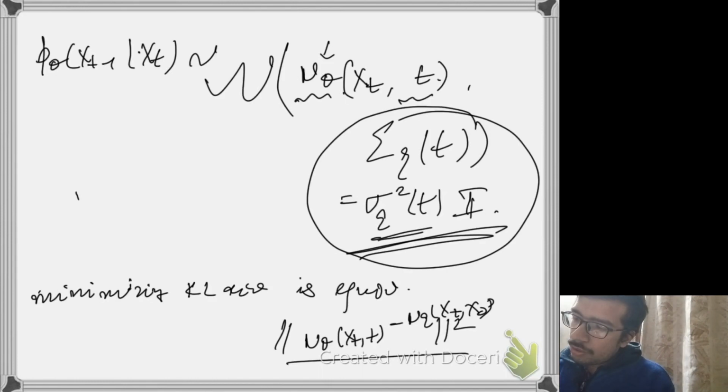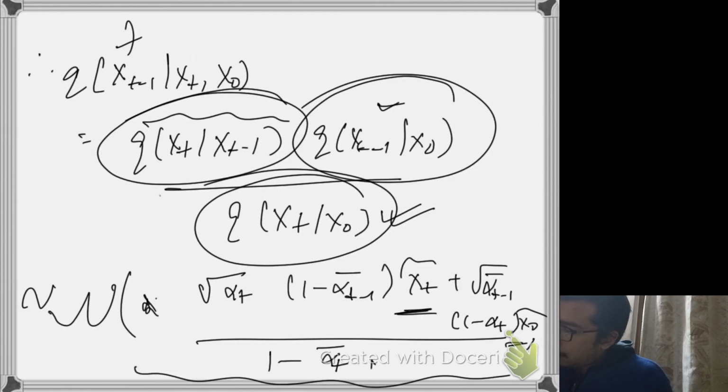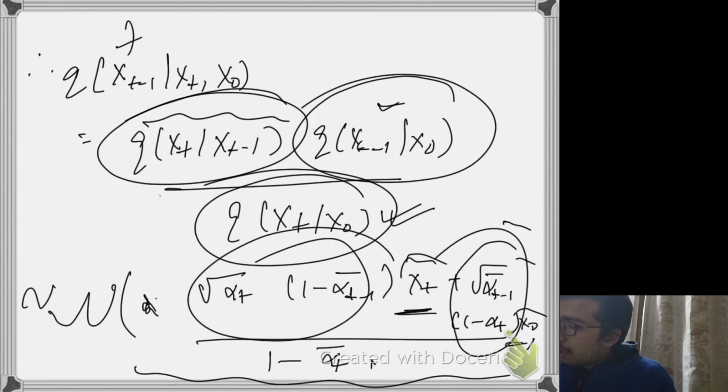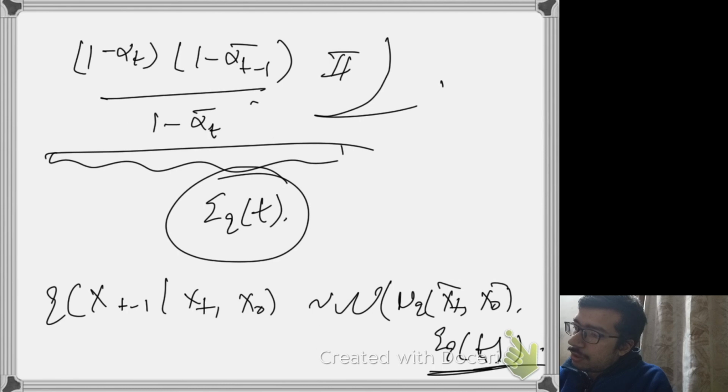So of course we can always try to do this thing, but then an interesting idea is that I also have the form of mu q, which is essentially a linear combination of xt and x naught. And these coefficients are something which I already have; these are just the hyperparameters. So what I can do is also try to model mu theta in the same formulation.